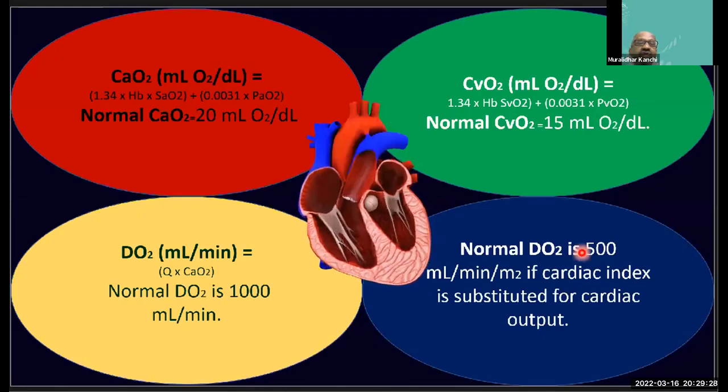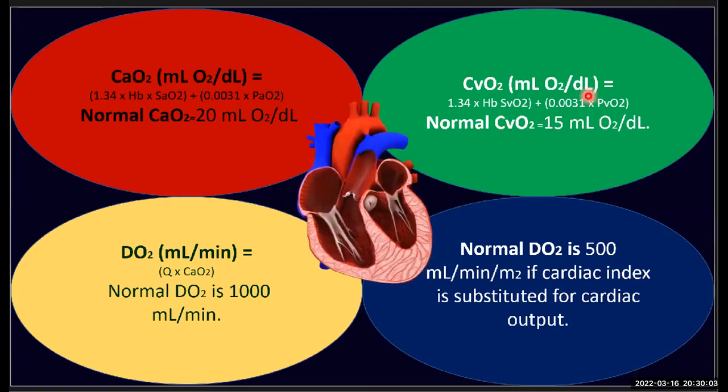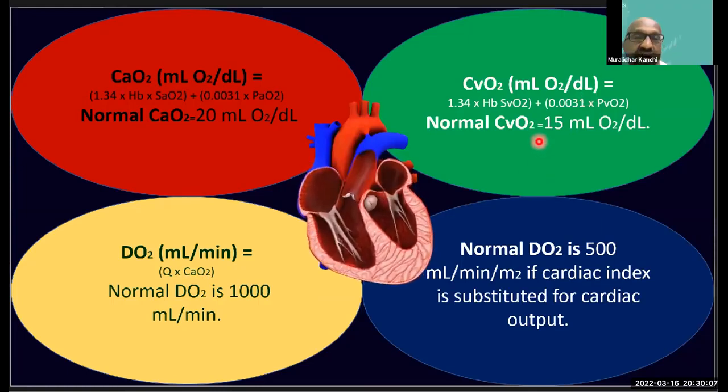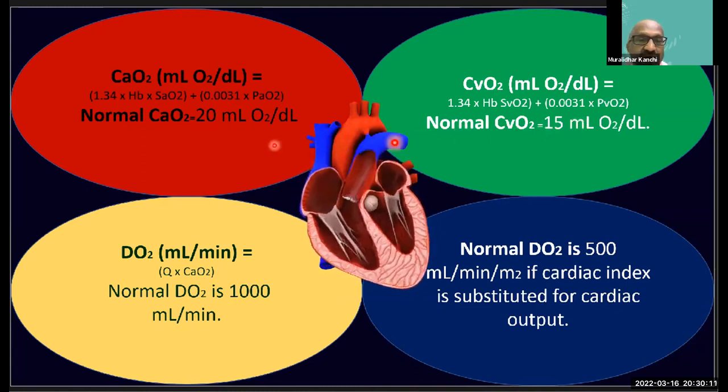Coming to some of the basic definitions, oxygen content is the amount of oxygen carried by hemoglobin plus the dissolved oxygen, which is about 20 ml per every 100 cc of blood. The mixed venous oxygen content is similar to the arterial content, except that we are using mixed venous blood here. The difference is about 5 ml for every 100 cc of blood. Oxygen delivery is about 1000 ml per minute and it can be expressed as ml per minute per meter square, which is about 500 to 600 ml.